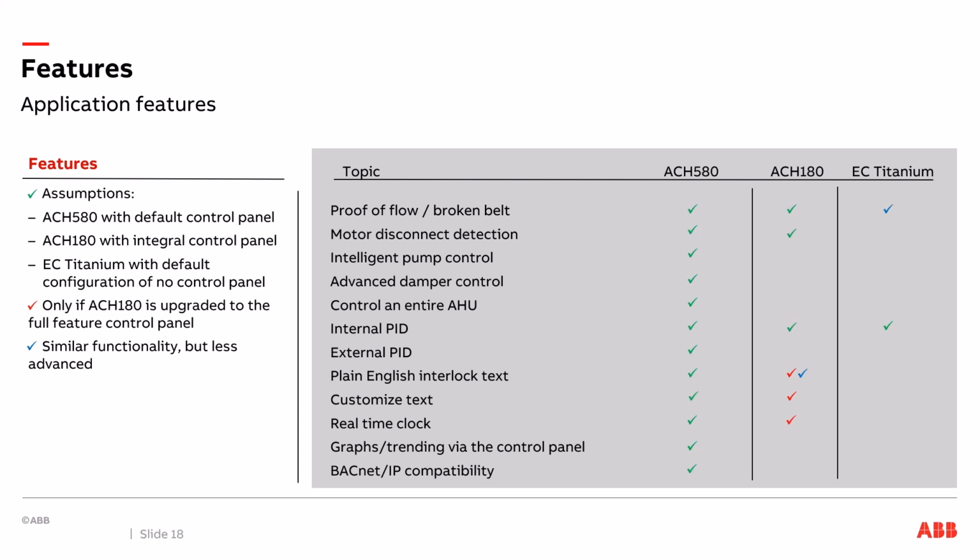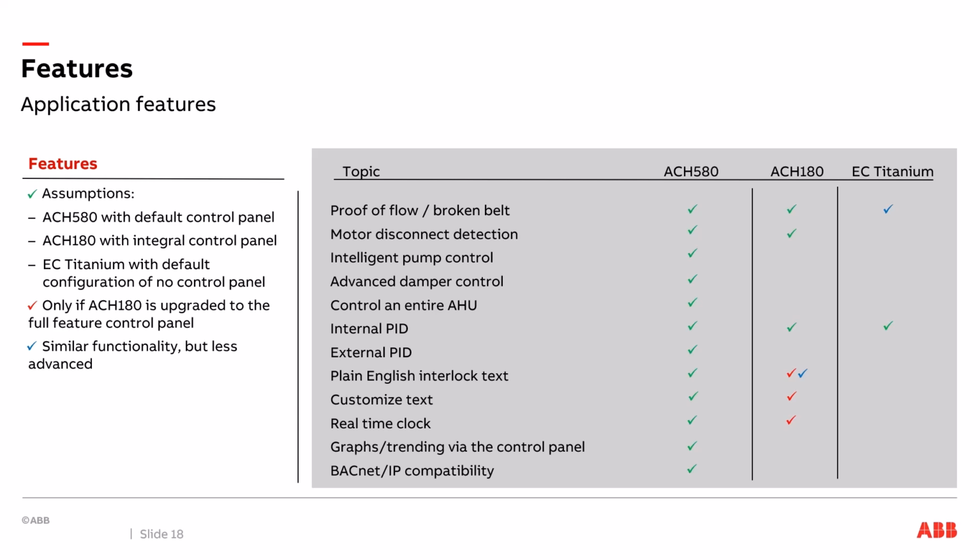If you want to customize any text, so you want to assign text to a certain safety or interlock and have it say exactly what you want to say when that safety opens, the 580 supports that, and the 180 will support it if you use the upgraded control panel. If you want a real-time clock, so that way if I have something happen, like a drive fault, it'll tell me exactly what time that faulted. Great for troubleshooting. The 580's got it. The 180's got a real-time clock if you upgrade to the advanced control panel.